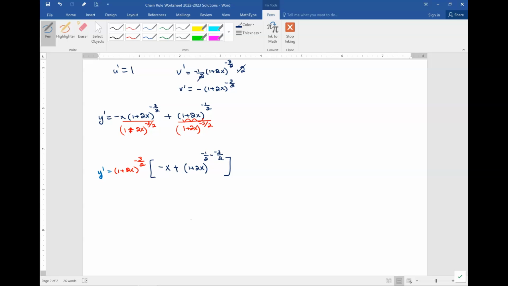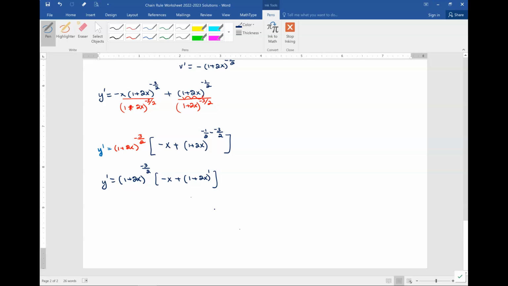Okay, so here, look at what you have. Y prime is 1 plus 2x to the power of negative 3 over 2 times negative x plus 1 plus 2x to the power of, okay, what is that? Negative half plus 3 over 2 is 1 half. No, it's 1. Yeah, we have 1, because it's 1.5 minus 1... Okay? And now look, we're almost done, right?